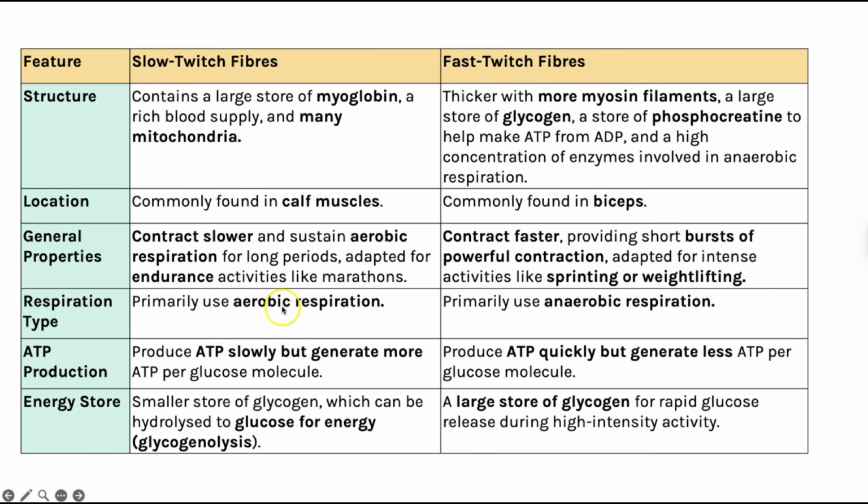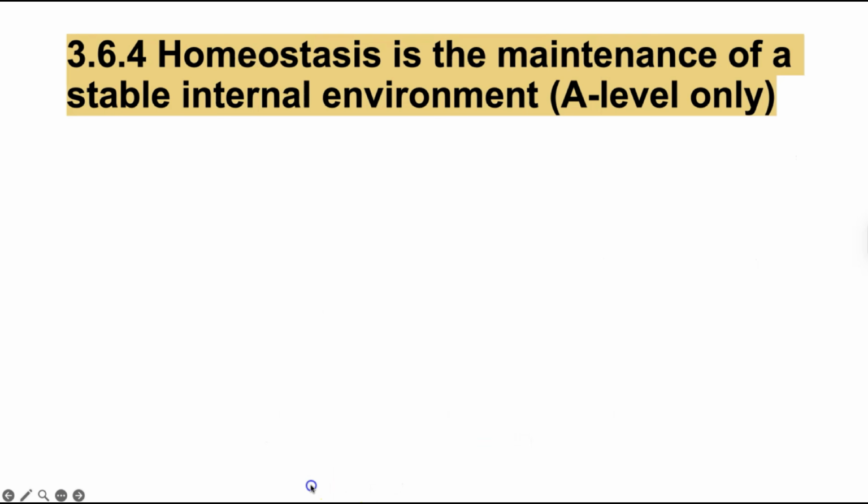Slow twitch will mainly be aerobic, fast twitch is anaerobic, and in terms of ATP production, the slow twitch produce ATP slowly, but they'll generate more, and that's because it's aerobic. And because fast twitch are anaerobic, they produce ATP quickly, but less. Lastly, in terms of the glycogen store, they both have stores of glycogen, but slow twitch will have a lower store of glycogen, and you'll have a large store in the fast twitch.